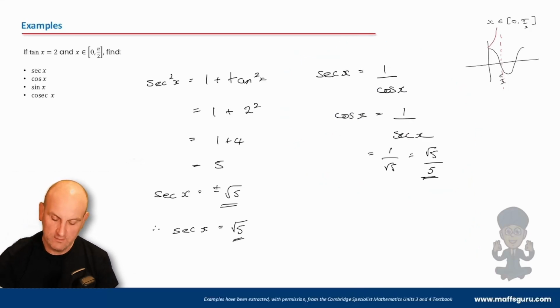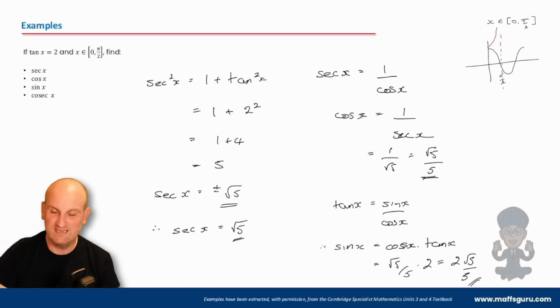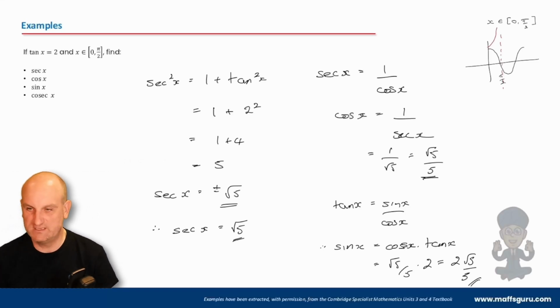Sine x. Well, we know that tan x is equal to sine x over cos x. What are we trying to find? Sine x. Well, therefore, sine x is cos x times tan x. Now, how's that going to help us? Well, we've just worked out what cos x is. It's root 5 on 5, and we know that tan x is 2, so it's 2 root 5 on 5. See, again, to me, this is all just tricks and tricks.